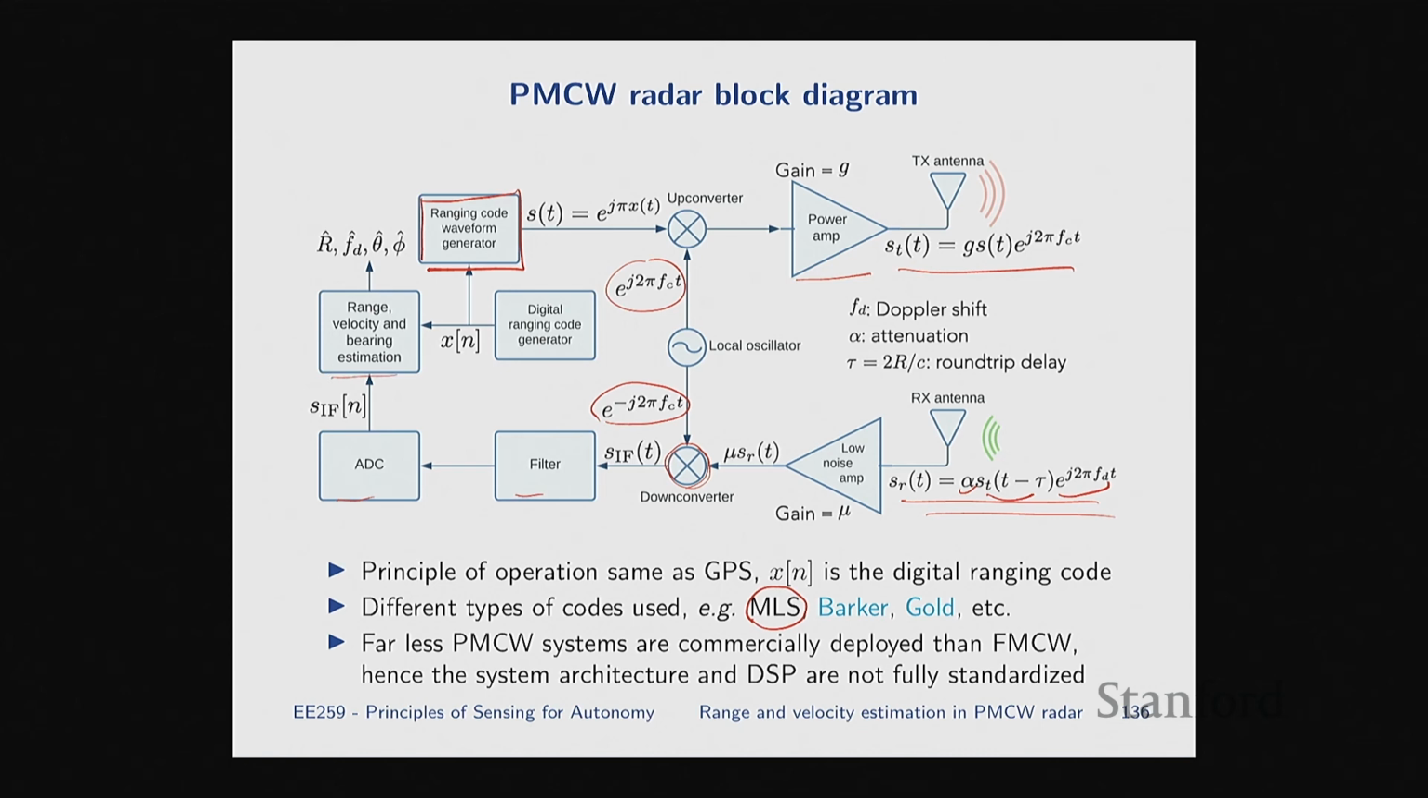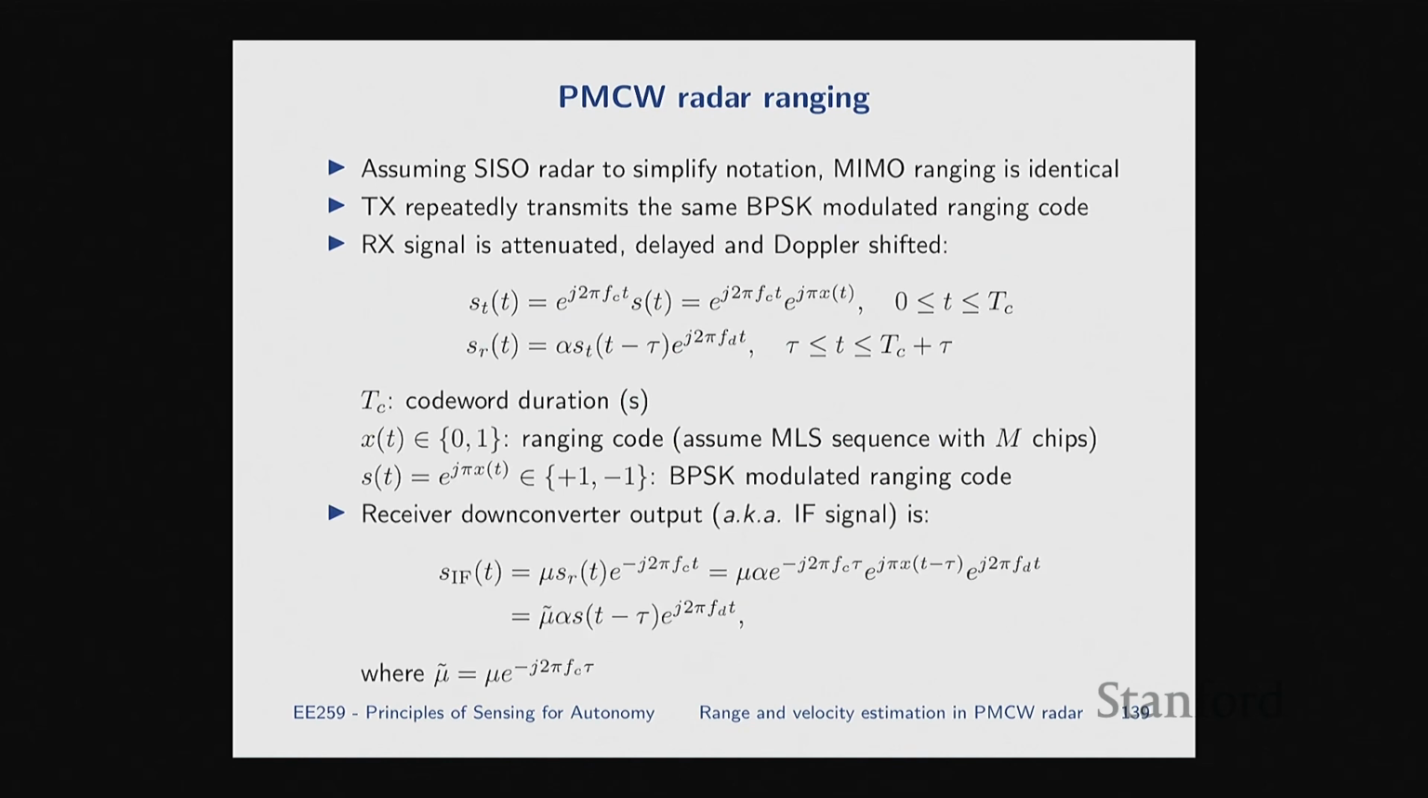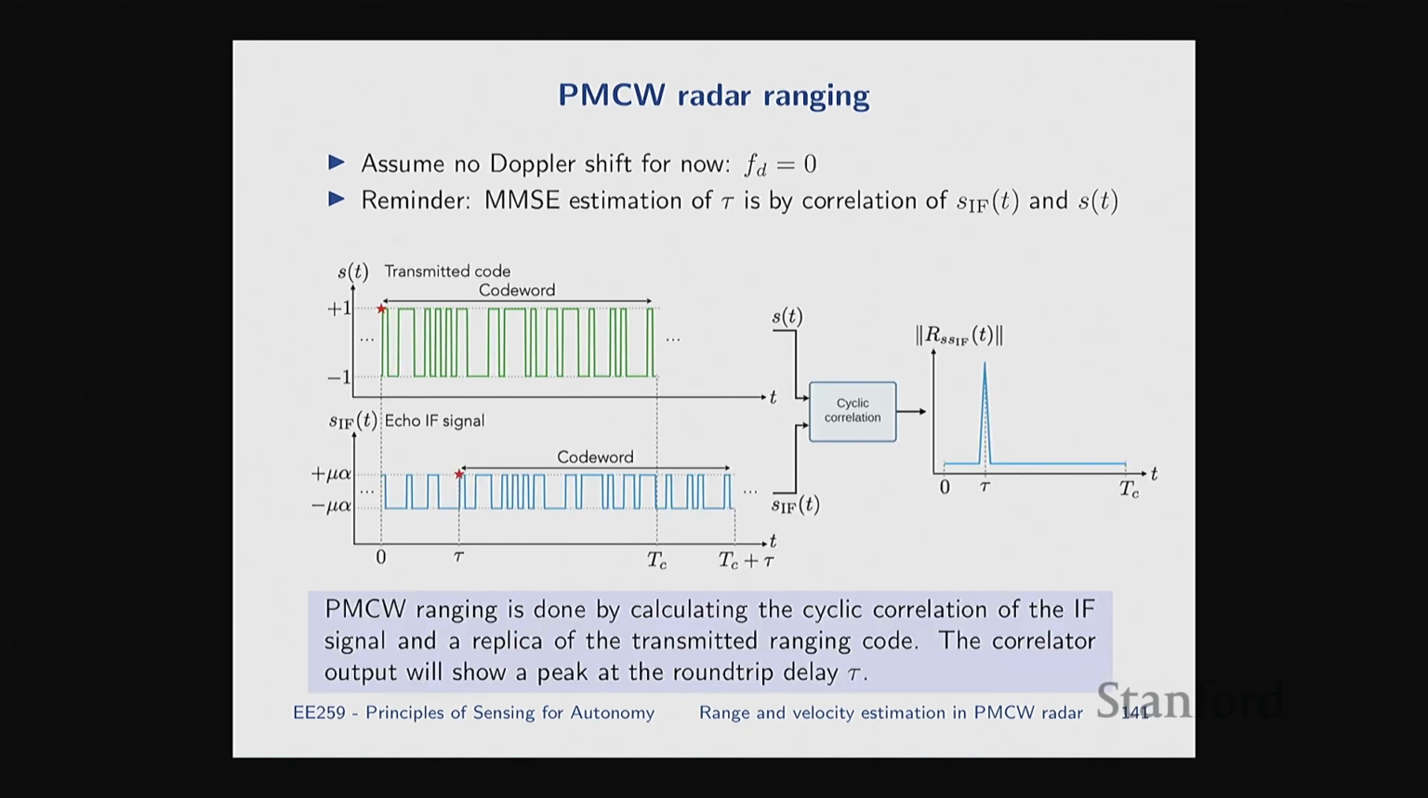So at a very high level, the way the ranging works, I think this picture is a good one to look at. You transmit a ranging code. M sequences are very common for PMCW radars. And then you receive. Green is what you transmit, call that S_FT. And then the IF signal that you receive after that down conversion, if there's no Doppler shift, is just going to be a delayed and attenuated version of your transmitter.